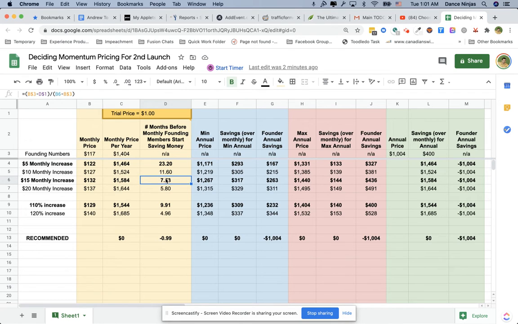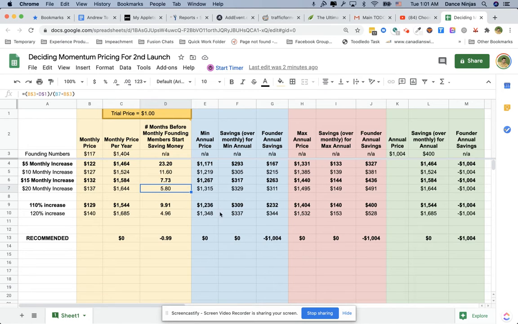Now, it's not a huge deal. I don't want to say it's the end of the world for them if they only do a little bit and don't end up saving that much money, because there is some value in just being a founding member in general. But it is a good number to think about. So I do like the 137 for that reason.